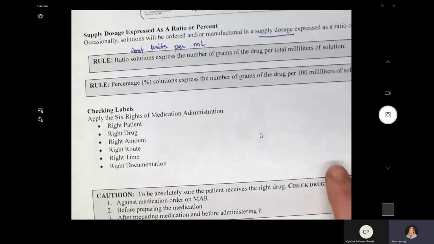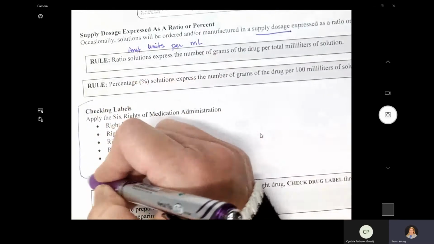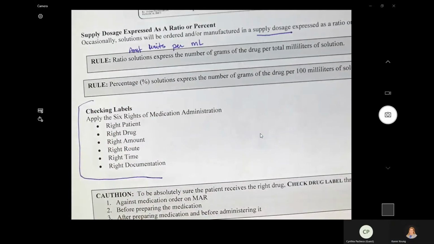In chapter 9, it talks about the 6 rights of medication administration. There's more than 6 patient rights, but there's 6 that pertain to just the medication administration. So you've got to make sure you have the right patient, make sure you have the right drug. So you're going to make sure your label matches. Make sure you have the right amount. You want to double check all your calculations.